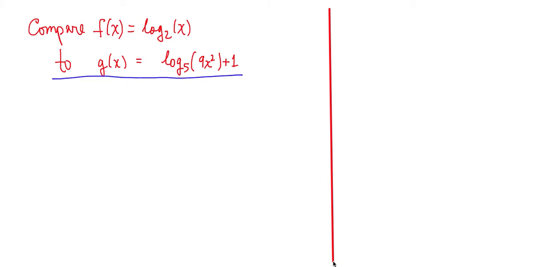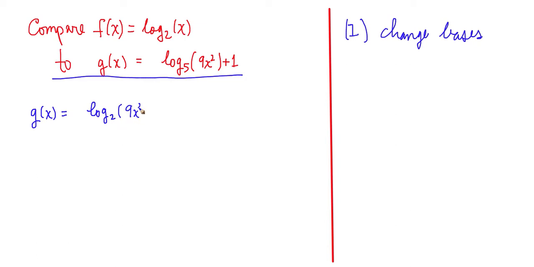So on the side here, the first thing that we're going to do is change bases. These are strategies or ideas that will help you think through this and work through this a little bit better. So we're going to change the base of g of x. Now, remember that we can always change the base by using a logarithm. Log base 5 of anything is really log base 2 of 9x squared over log base 2 of 5.